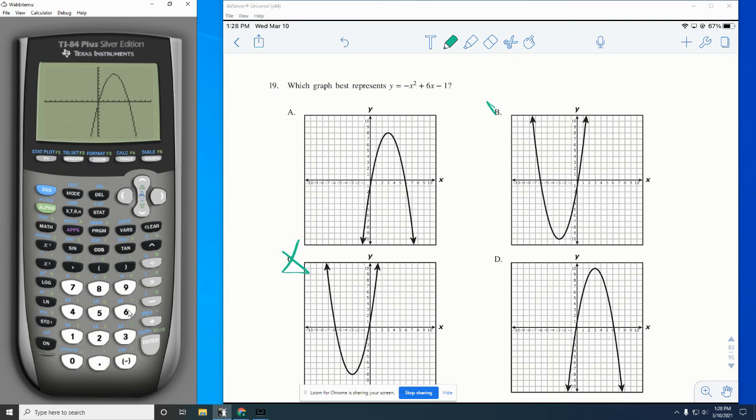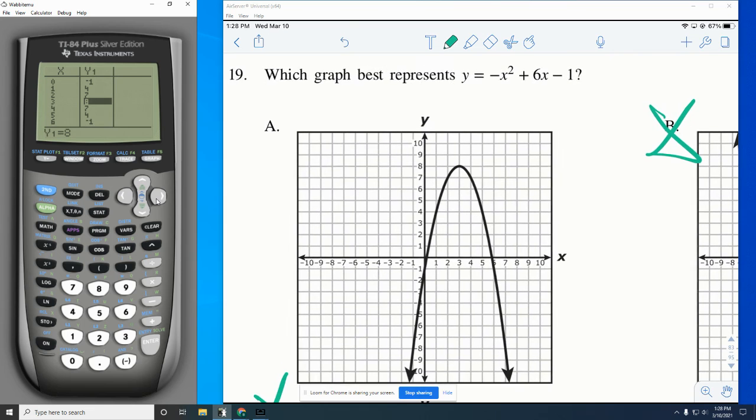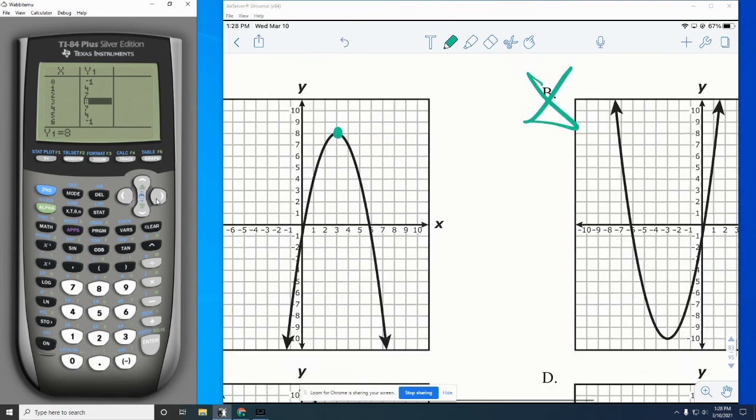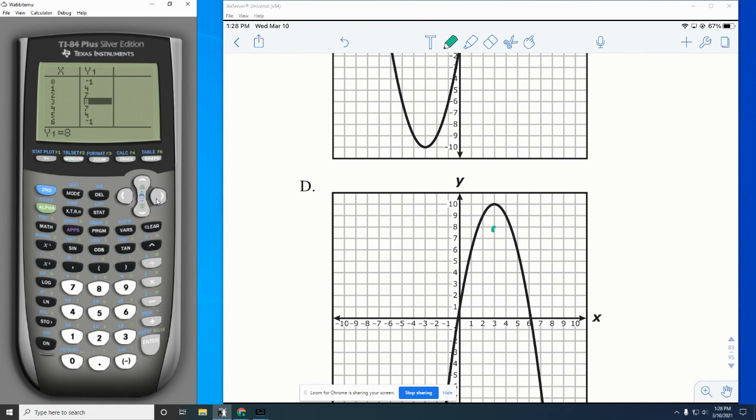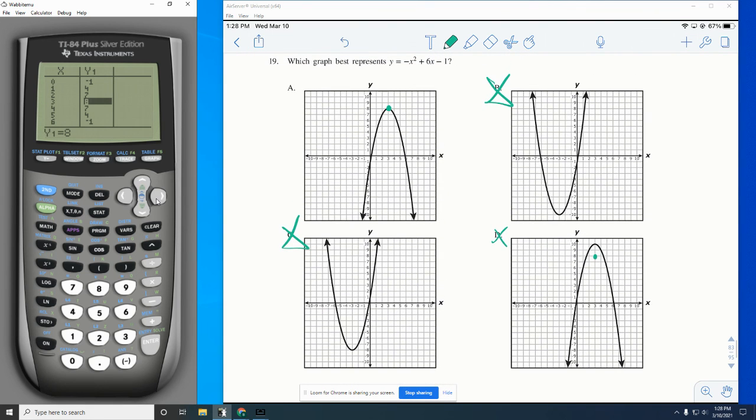So I'm automatically going to mark off B and C because those aren't even facing the correct way. A and D look very similar. So a couple things you can do. What I'm going to do is go to the table and see which of these points, like this one has the point 3, 8 and D has the point 3, 10. So if I go to 3, the point 3, 8 needs to be on my graph. If I look at it on D, 3, 8 is not on my graph. So D is a little bit higher.